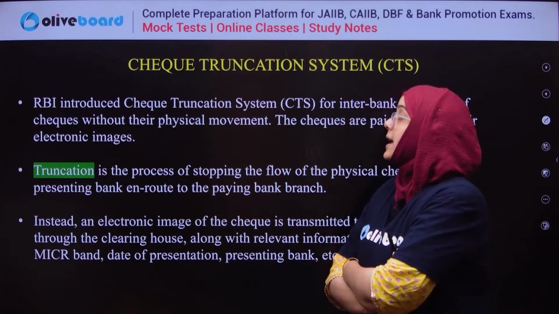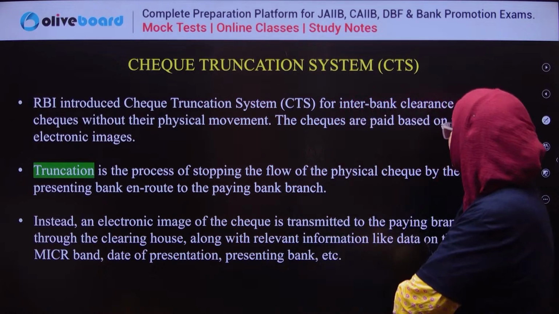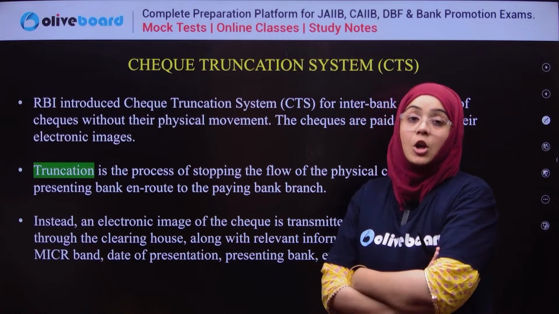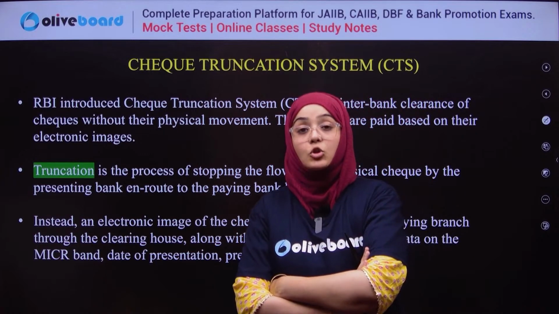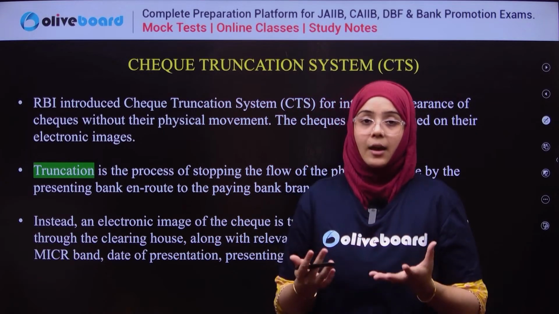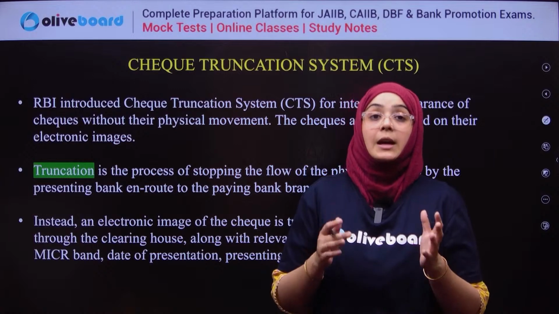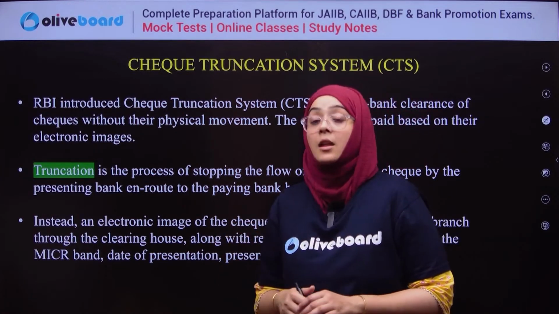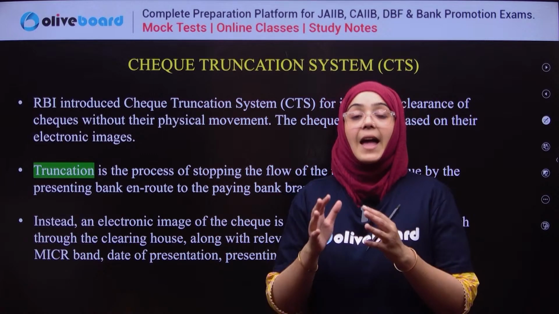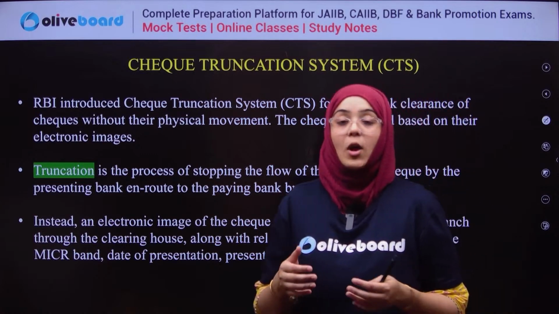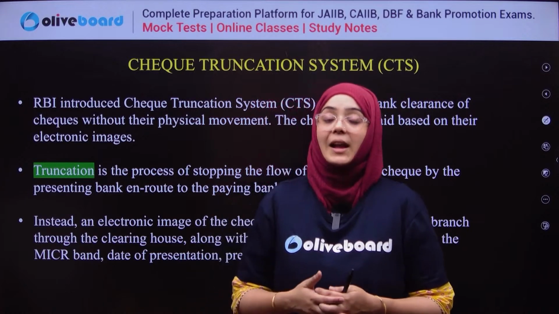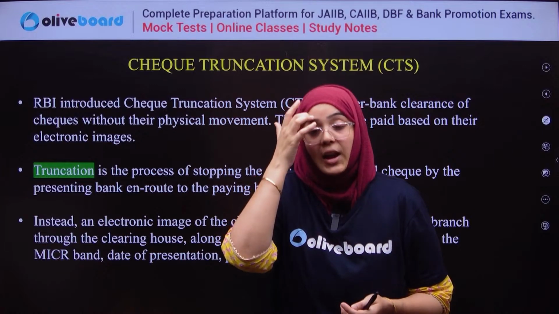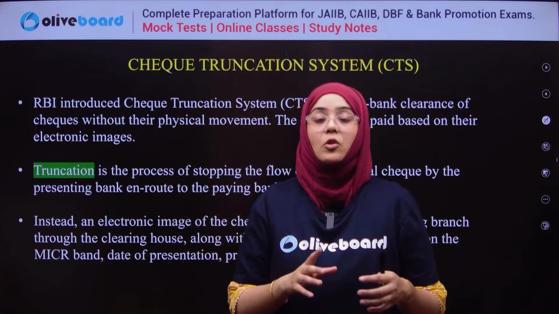RBI has introduced this check truncation system for interbank clearance of checks without their physical movement. Without the physical movement of the check to clear it, the electronic movement of the check is known as the check clearing or check truncation system. It is to eliminate the existing check clearing system in which one branch has to physically carry the check to another branch.